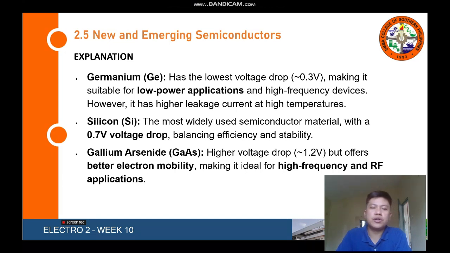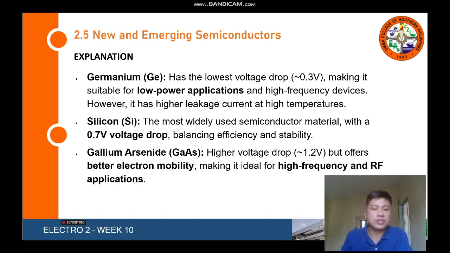Here are applications for these particular semiconductors. So germanium has the lowest voltage drop. And what is its implication then? It means it is a kind of semiconductor which will allow current to flow with the smallest amount of energy needed. Okay, so it is suitable for low power applications and high frequency devices. The only disadvantage of germanium is it has higher leakage current at high temperatures.